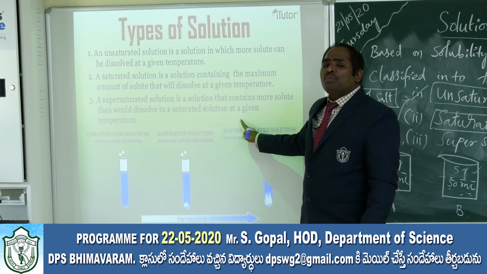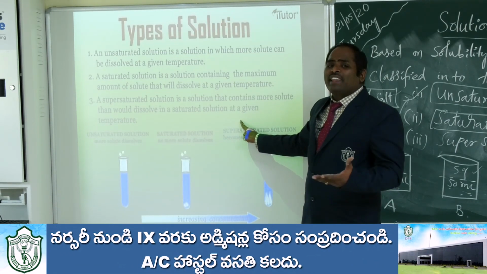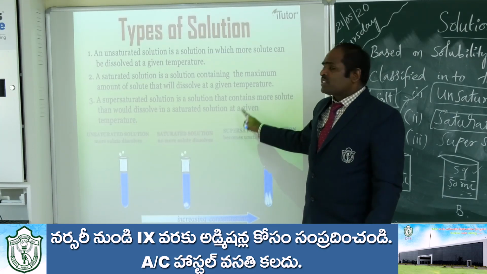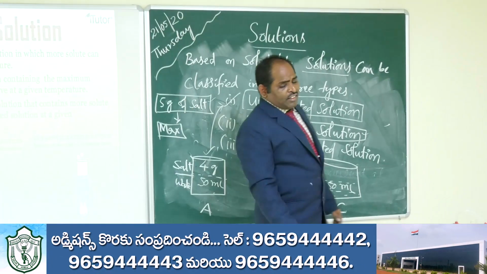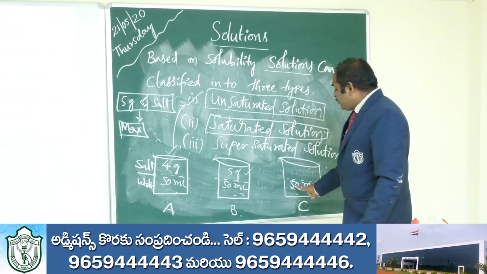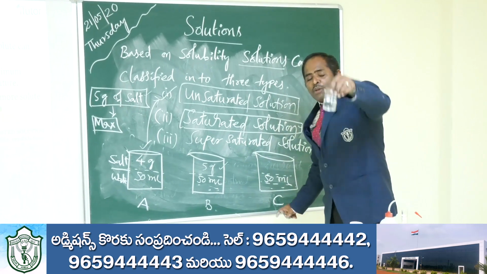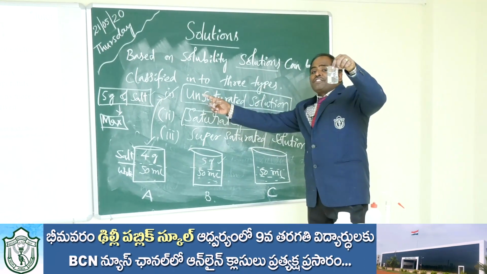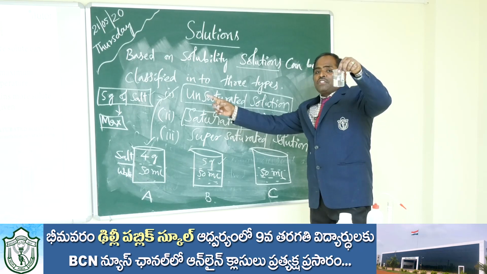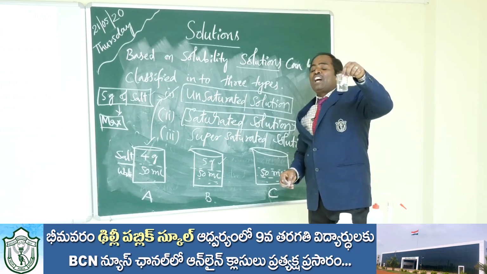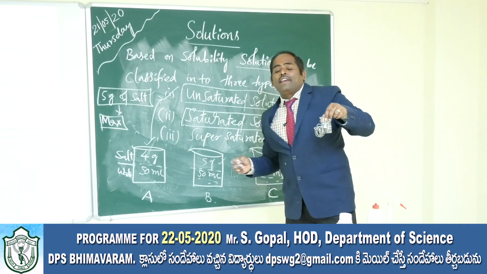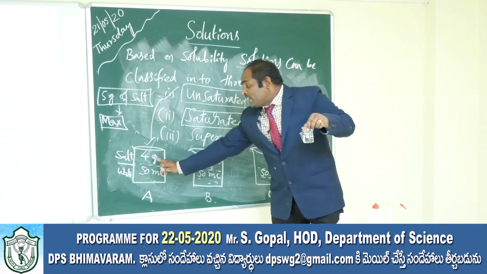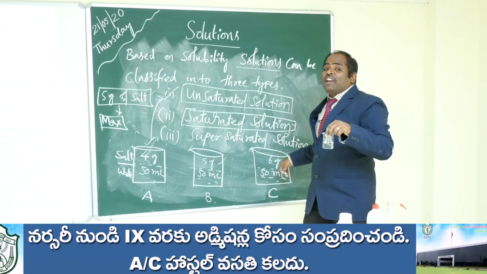Now, what is the third one? Supersaturated solution. What is super? Super means what? Extra, right? See, I come to beaker C. See children, in beaker C, we have taken 50 ml of water. The maximum amount of salt we can add is how much? 5 grams. But here we are adding 6 grams. My God, it is extra, 1 gram extra. Here 1 gram is less. Here 1 gram extra we are adding.